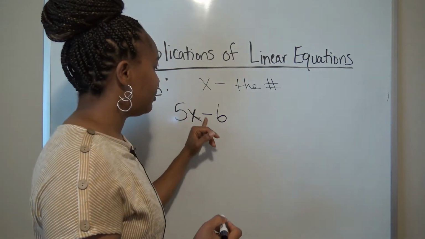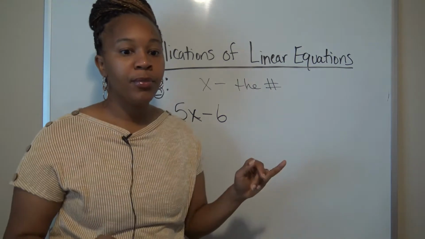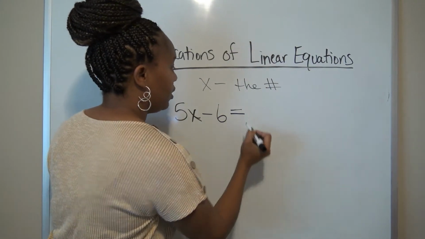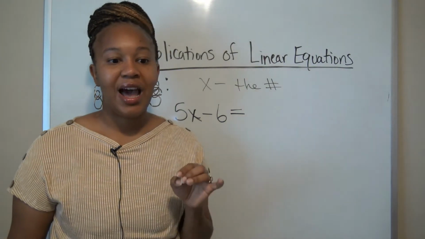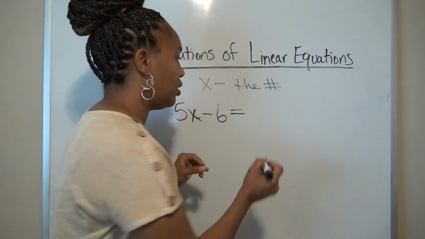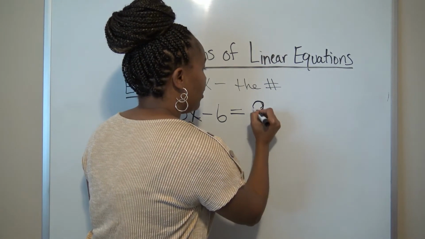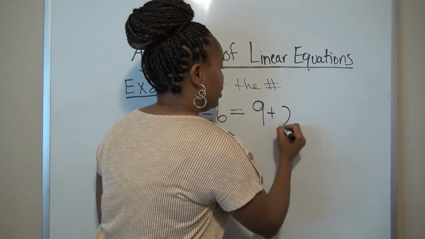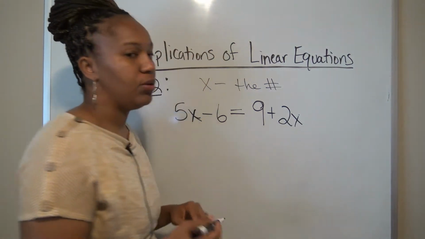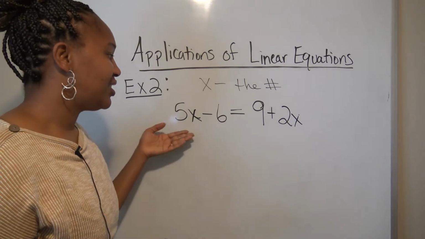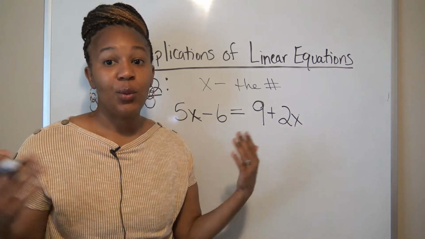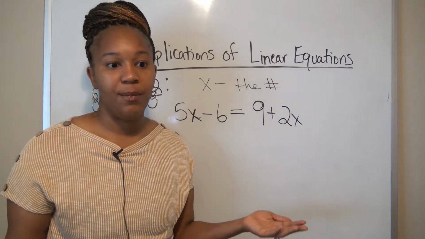If 6 is subtracted from 5 times a number, the result is, so "is" represents equal, the result is 9 more than twice the number. 9 more than means plus, and twice the number would be 2 times that number, so it'll be 2x. So our equation actually looks like this: 5x minus 6 equals 9 plus 2x. So we have our equation, which is step 3.